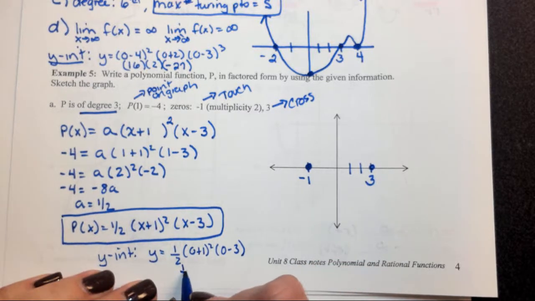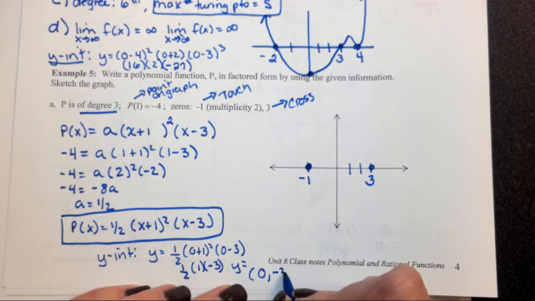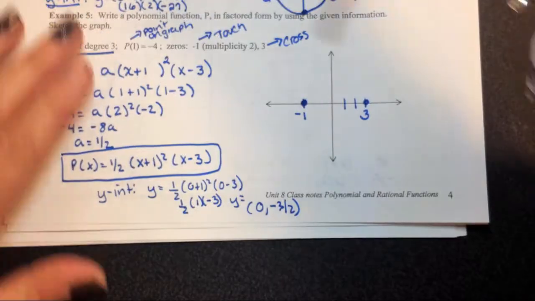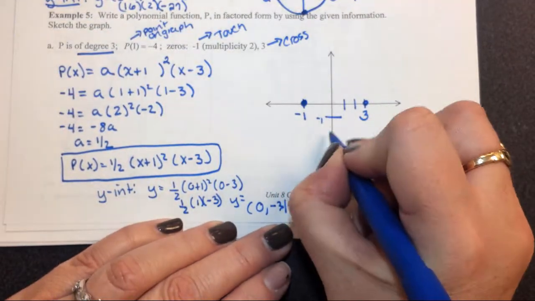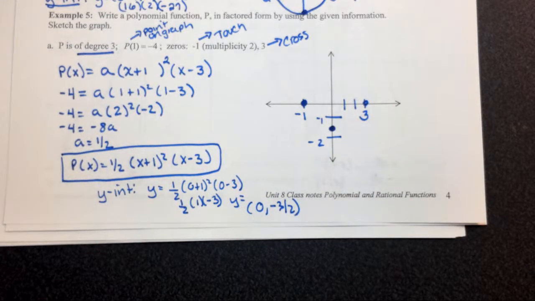So I have 1/2 times 1 times -3. So what's the y-intercept going to be? Y would be what? (0, -3/2), or (0, -1/2)? Make sure you're labeling your X and Y axis. So any questions about how I put the X and Y intercepts on the graph?